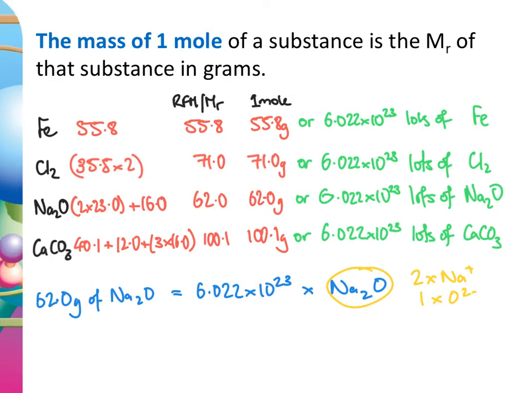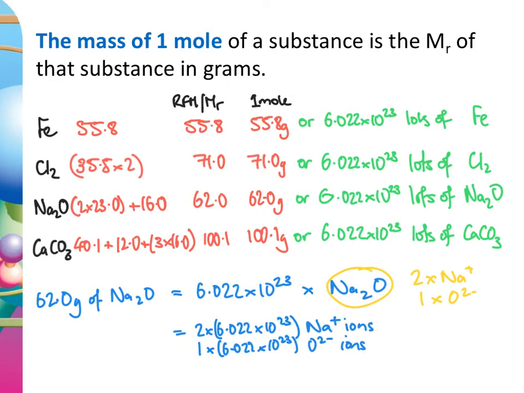So that means we can extend our knowledge and say that our 62.0 grams of sodium oxide means that we have twice that number of sodium ions, so 2 times 6.022 times 10 to the 23, and also 6.022 times 10 to the 23 oxide ions. So we have Avogadro's number of sodium oxide, but that sodium oxide is made up of sodium ions and oxide ions, and we can now be a little bit more specific about how many sodium ions are in a mole of sodium oxide and how many oxide ions are in a mole of sodium oxide.